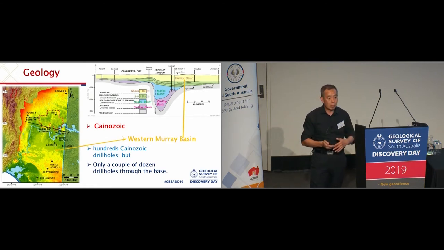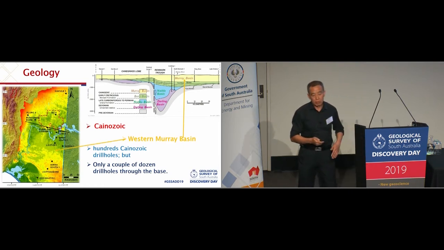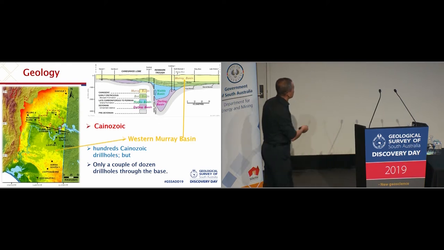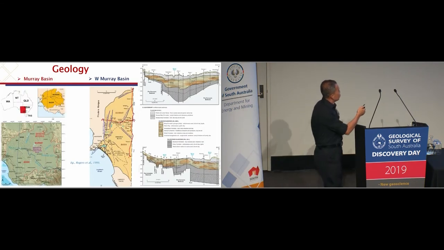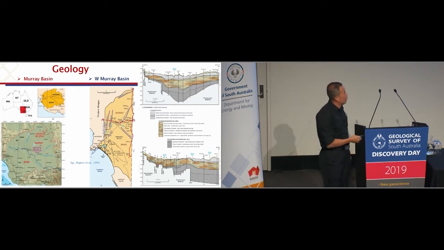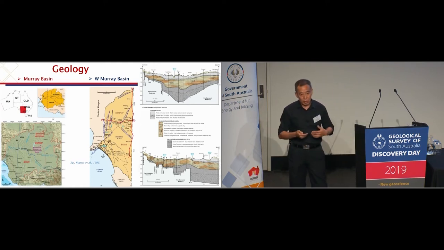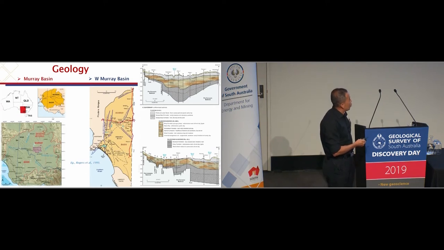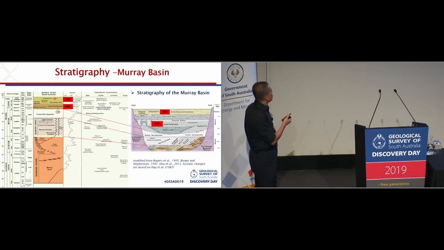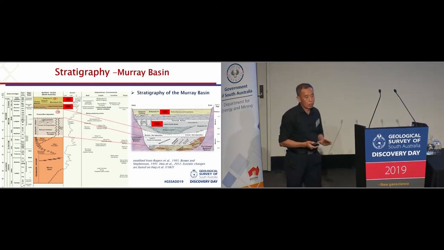In the Murray Basin, we know much, much more than the old sediments in this area because we can find hundreds of drill holes, but mostly they were shallow. And a couple of dozen drill holes just go through this area. We can also use these drill holes to control the regional idea about sedimentary rocks in this area. Currently, we know three packages. One is the Renmark Group, then the Murray Group, and then a younger one. The younger ones are mostly Pliocene sediments that contain heavy minerals. This is what we are interested in.